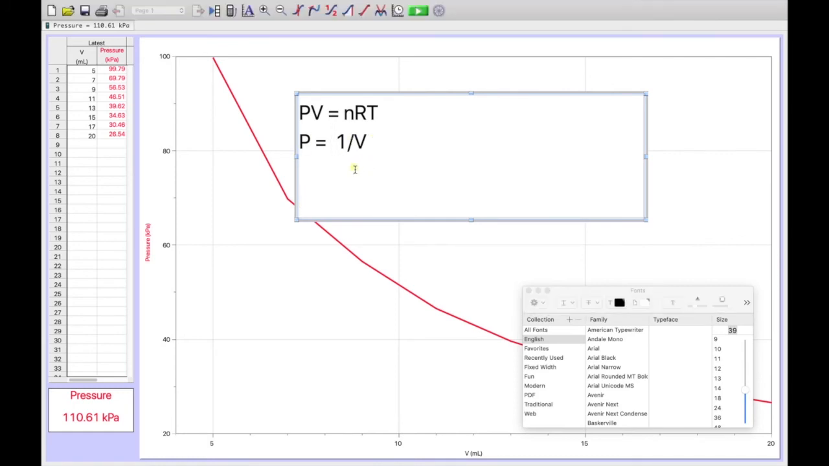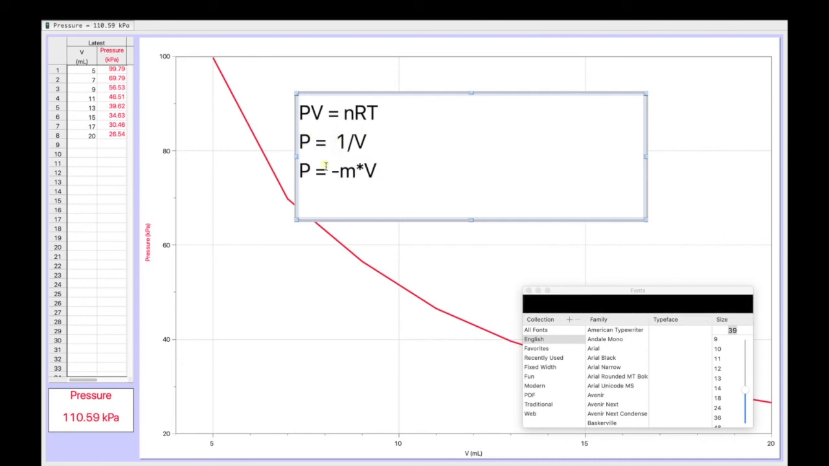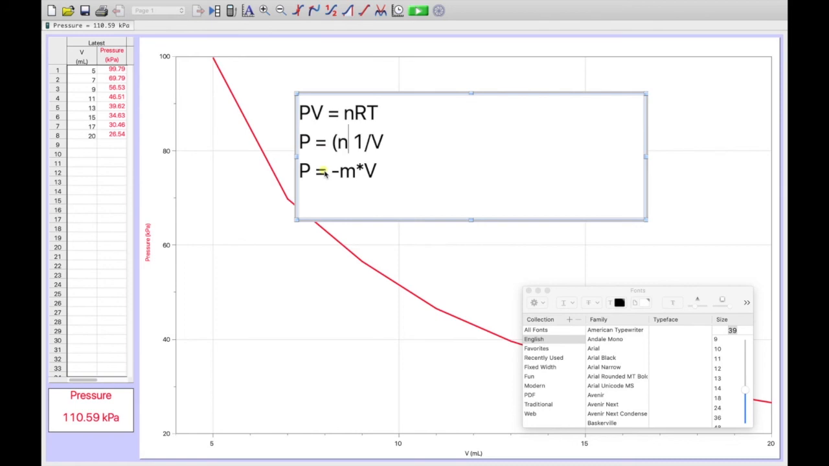That's an inverse relationship. That is not a relationship where pressure is equal to some negative slope times V. That would be what the graph would have to look like for a negative straight line. But instead, we're seeing this inverse relationship, which goes along with pressure being proportional to 1 over volume. And then the meaning of the slope here would be n times R times T. Okay, so hopefully that makes sense.